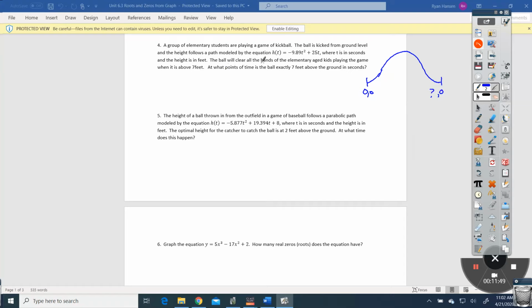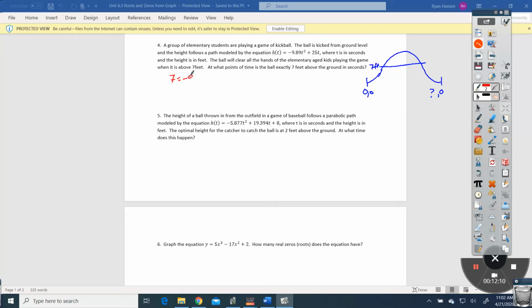The ball will clear all the hands of the elementary age kids playing the game when it is above 7 feet. So somewhere like this. This is our 7-foot threshold. Okay? At what point of time is the ball exactly 7 feet above the ground in seconds? So again, we can do this two ways. We can use, we plug 7 in as our height.